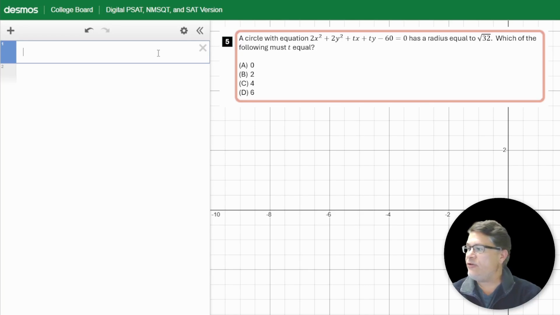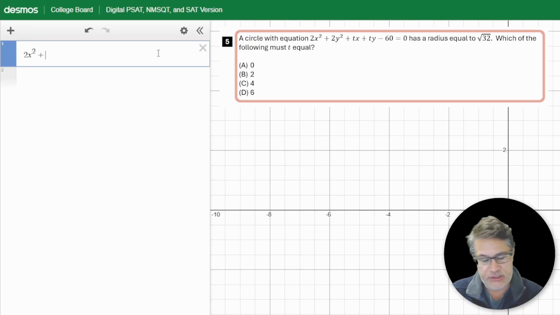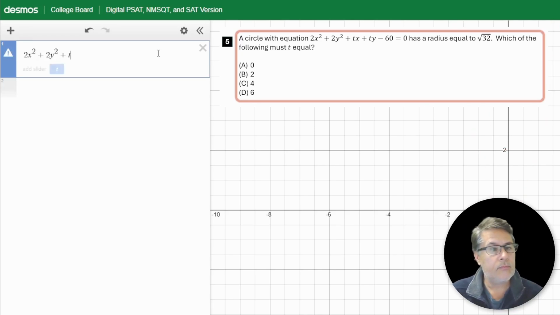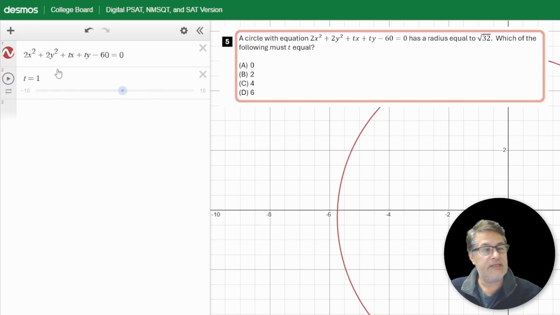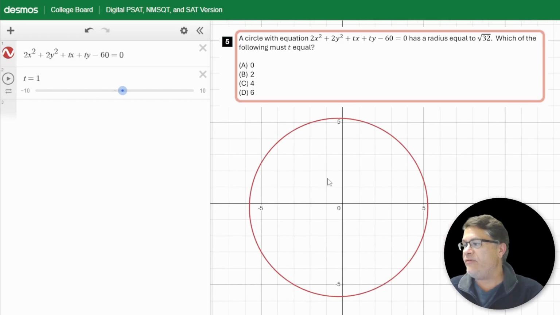So the first thing we're going to do is enter this equation directly into DESMOS. So we've got 2x squared plus 2y squared plus tx plus ty minus 60 equals 0. And of course, we're going to accept the slider in this case for t, and look at this nice juicy circle that we get. We'll set it right here so that we can see everything going on. Okay, what's the next step?